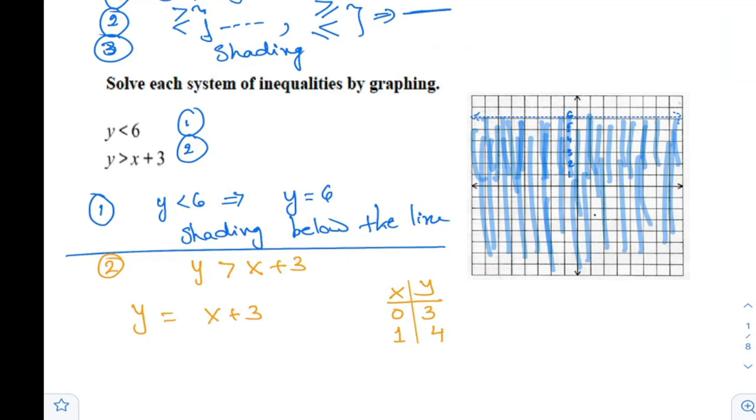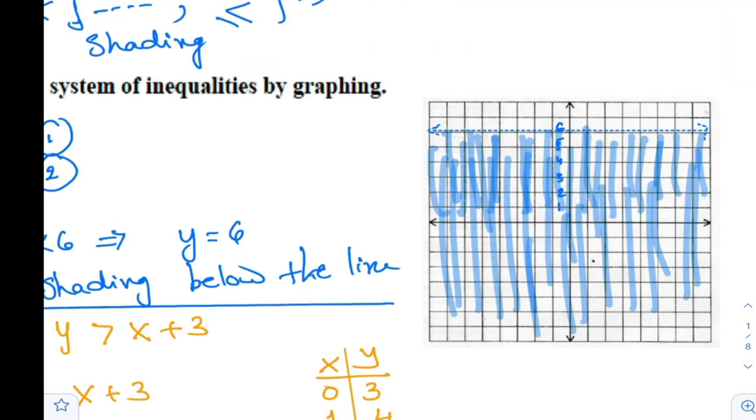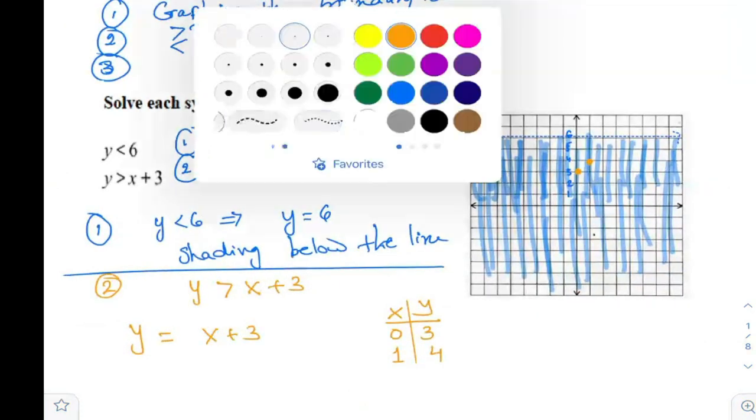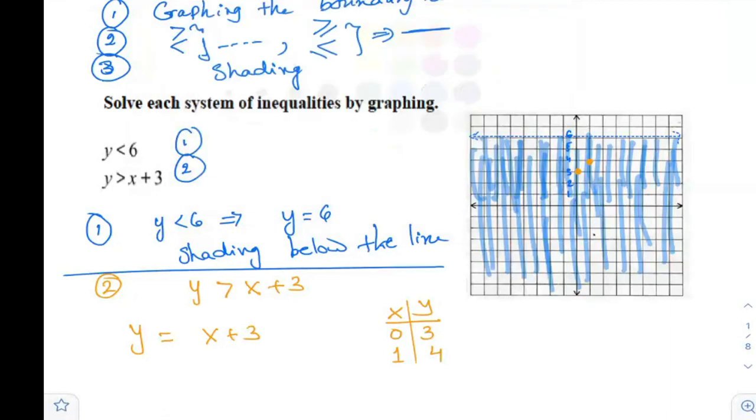Of course, because it is greater than only, without the equal sign, then it is a dashed line. So we will put the points 0, 3 and 1, 4. And then we will use the dashed line to match. This is our line.